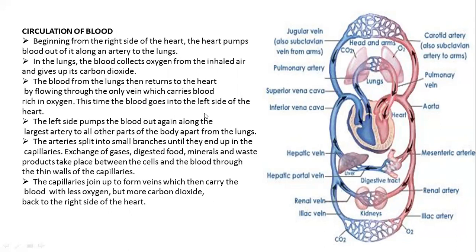Left side of the heart pumps the blood to the large artery known as aorta. Then aorta supplies this oxygenated blood to the different arteries, which take the blood to the various parts of the body. Arteries split up into small blood vessels known as capillaries. Exchange of gases, digested food, minerals, waste substances takes place between the cell and the blood through the thin walls of capillaries. Capillaries join to form large blood vessels known as veins, and veins take deoxygenated blood back to the right side of the heart.